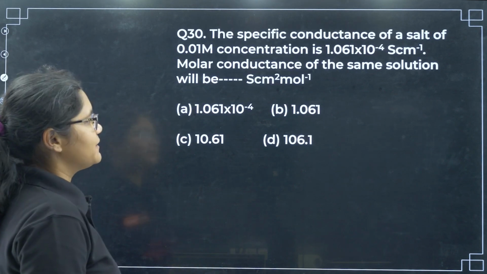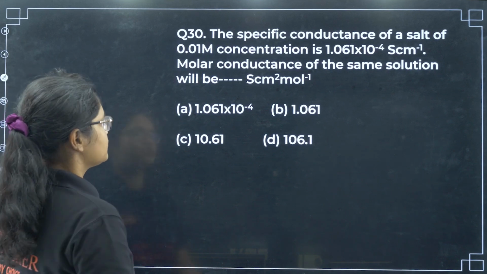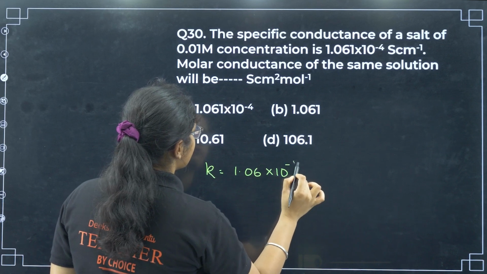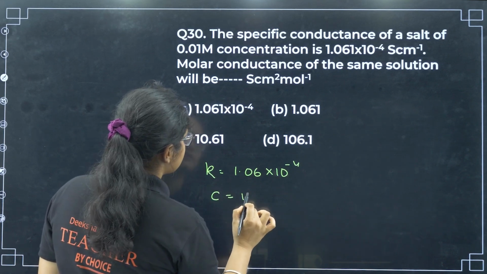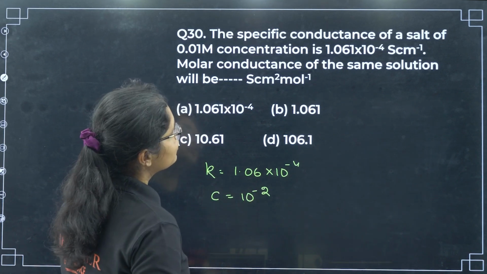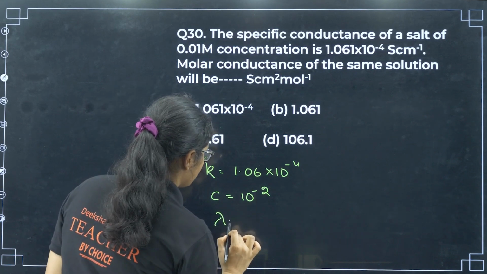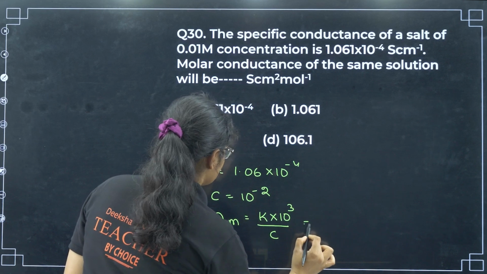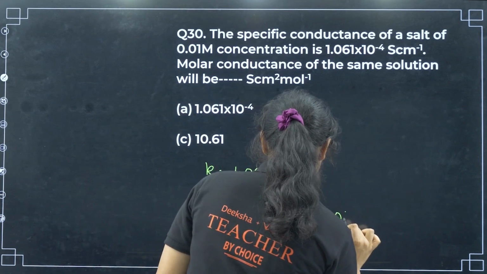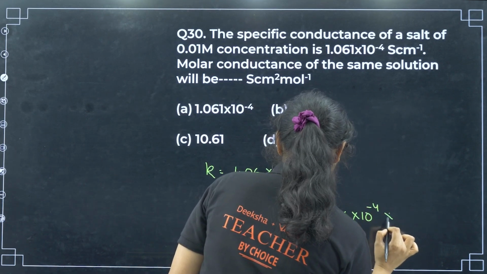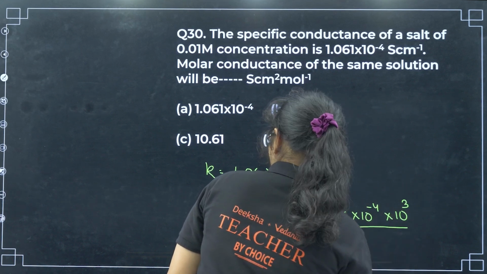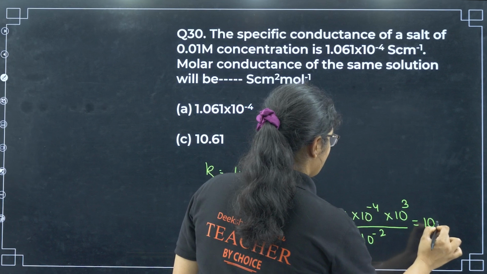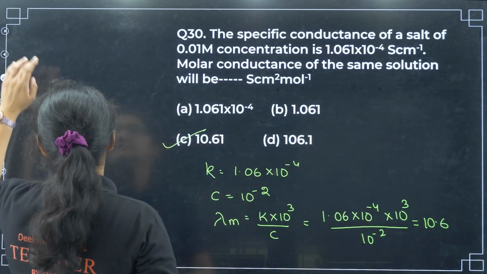Next we have the specific conductance of a salt given. So the kappa value is given to me as 1.06 into 10 to the power of minus 4, and the concentration is given as 10 to the power of minus 2, and then we have to calculate molar conductance. It is kappa into 1000 by C. So kappa value will be 1.06 into 10 to the power of minus 4 into 10 to the power of 3 divided by 10 to the power of minus 2. So I will get 10.6, that is option number C.